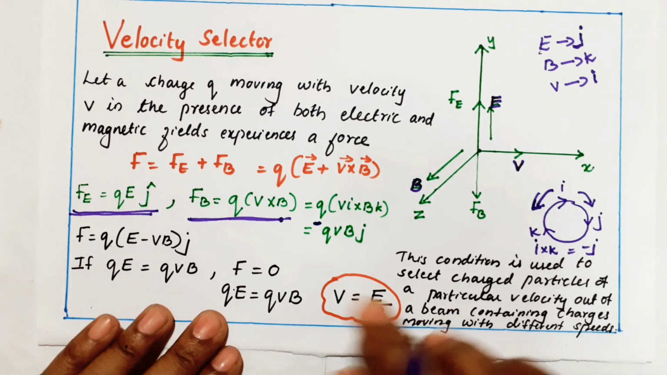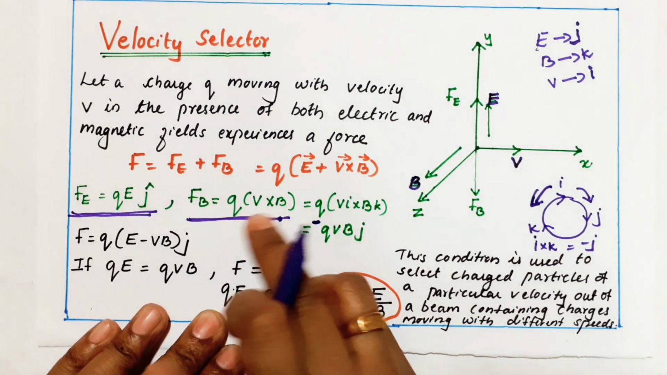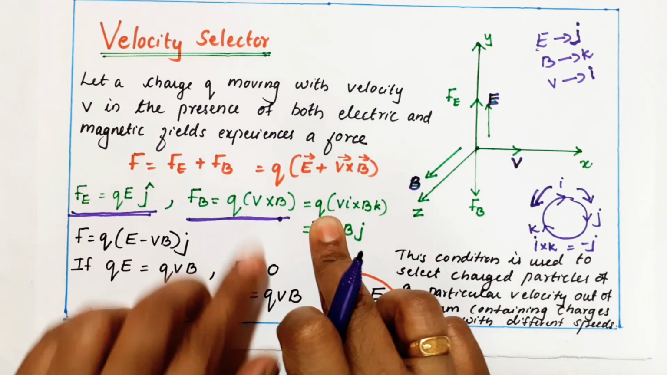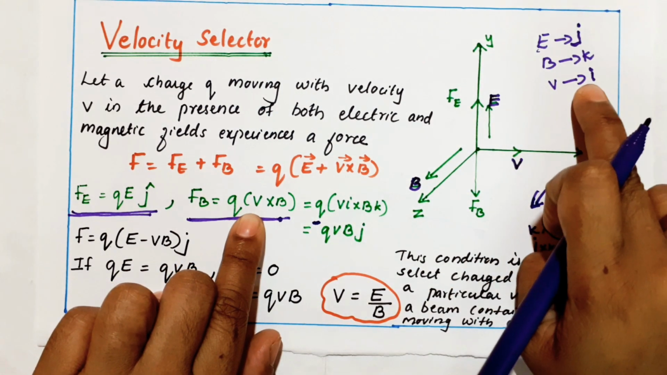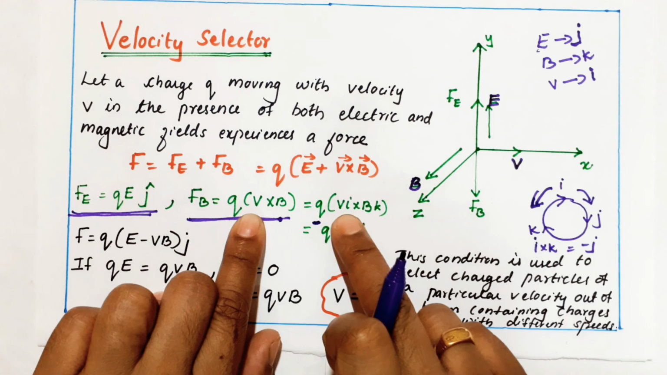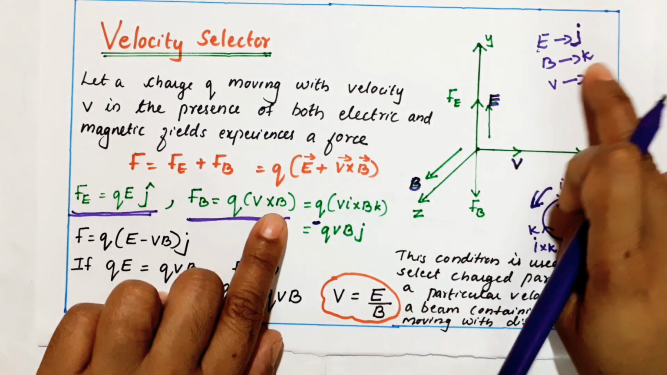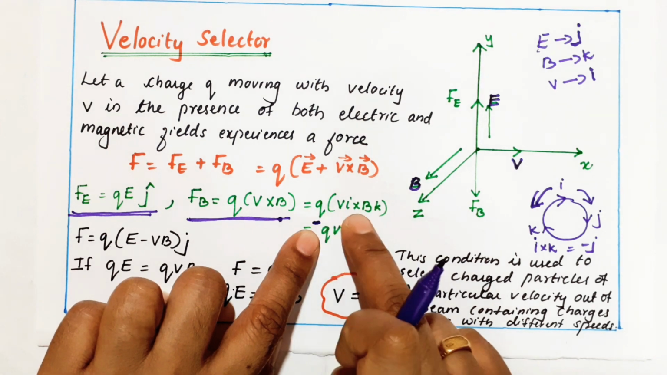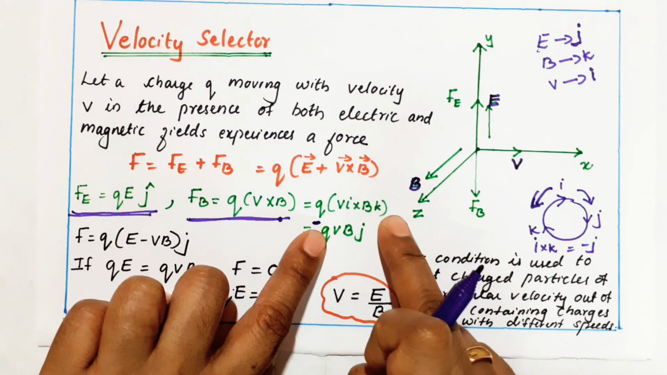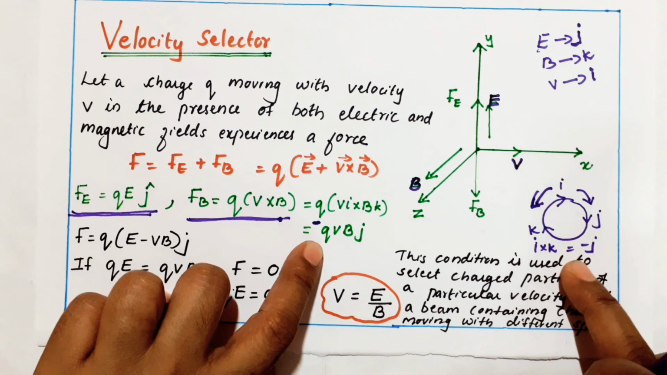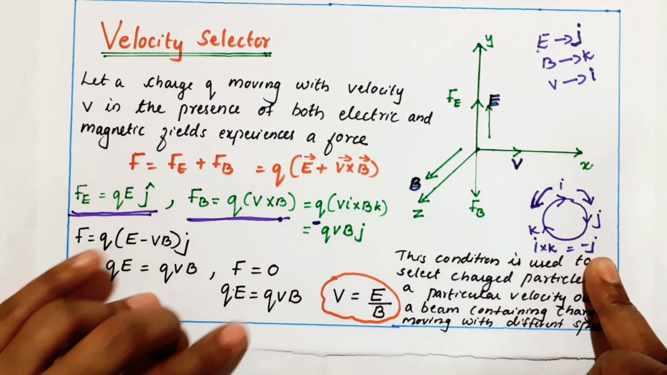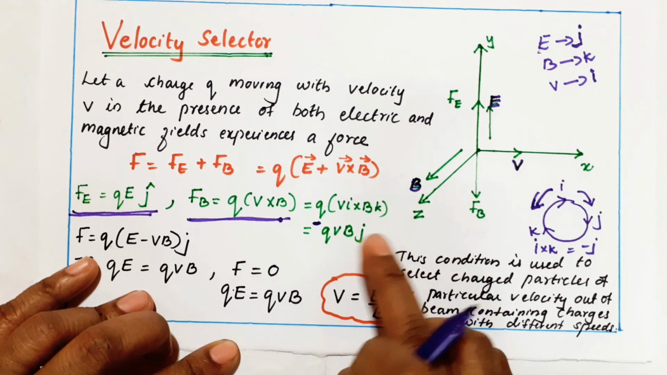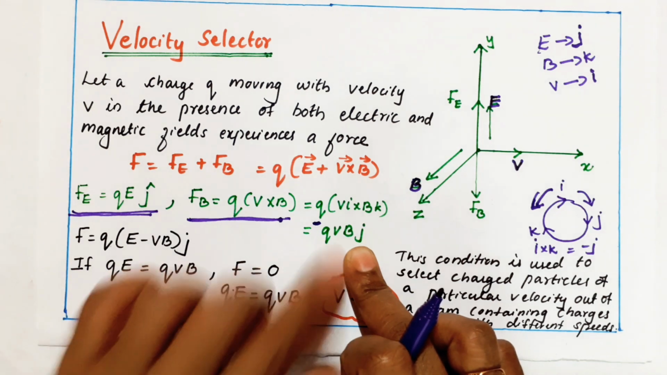So I can write here FB equals Q into V cross B. Q is Q only. V means it is moving along which axis? I axis. So it means VI cross. Magnetic field is along K. So BK. So QVB, if you take it out, I cross K will come. What is I cross K? Minus J. So it is QVB minus J.